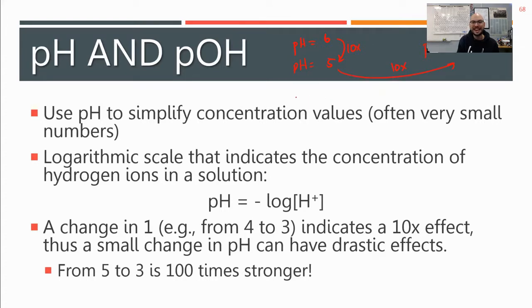So from the acid with a pH of 6 to the acid with a pH of 4, this is actually 100-fold. It's 100 times stronger. An acid with a pH of 4 is 100 times stronger than an acid with a pH of 6. And this is why small differences in pH actually make a large effect in reality.